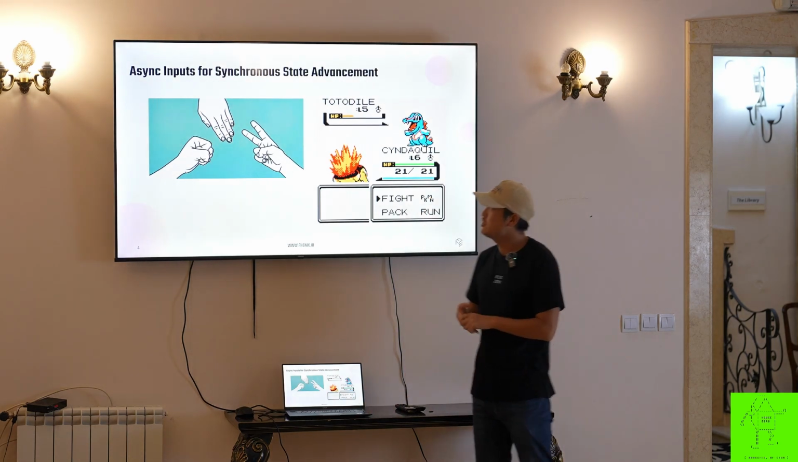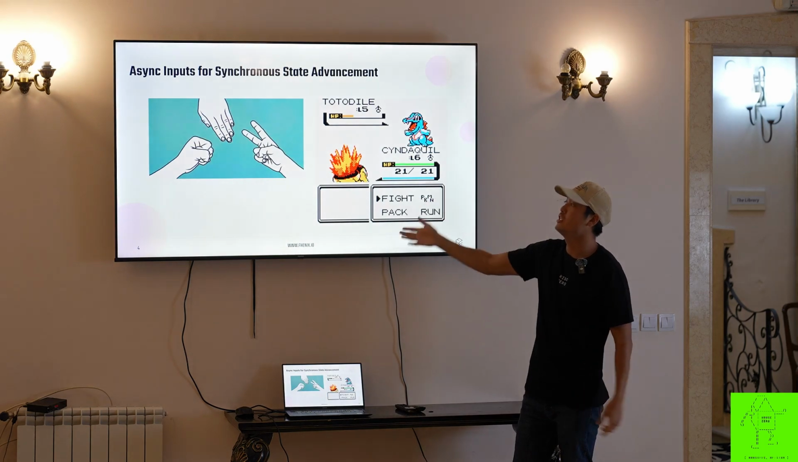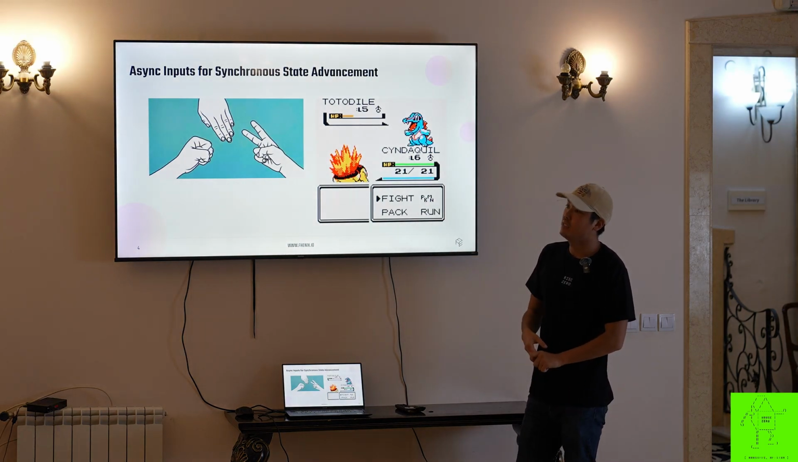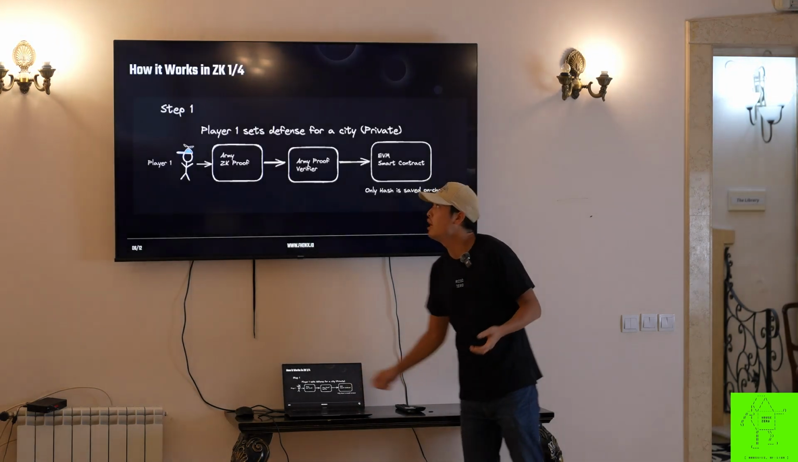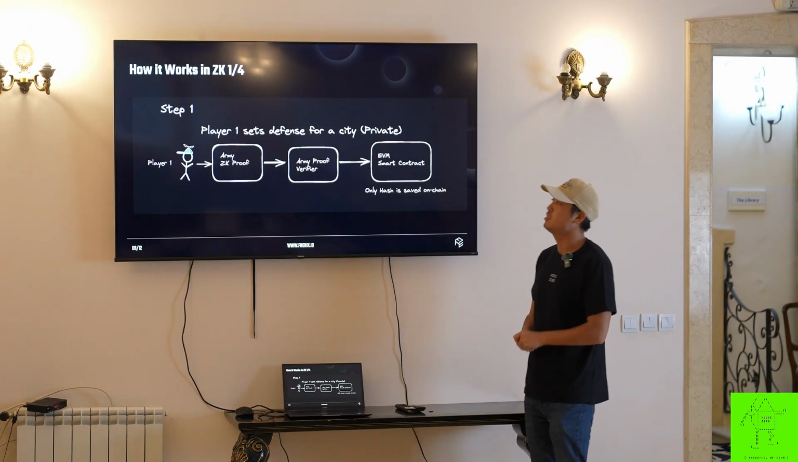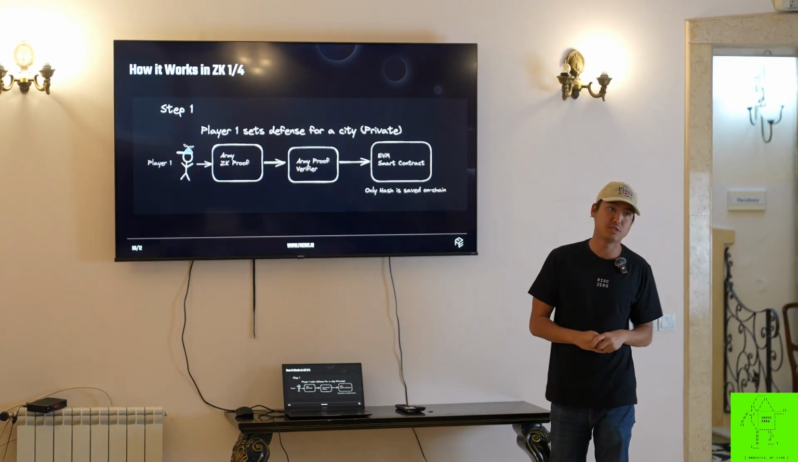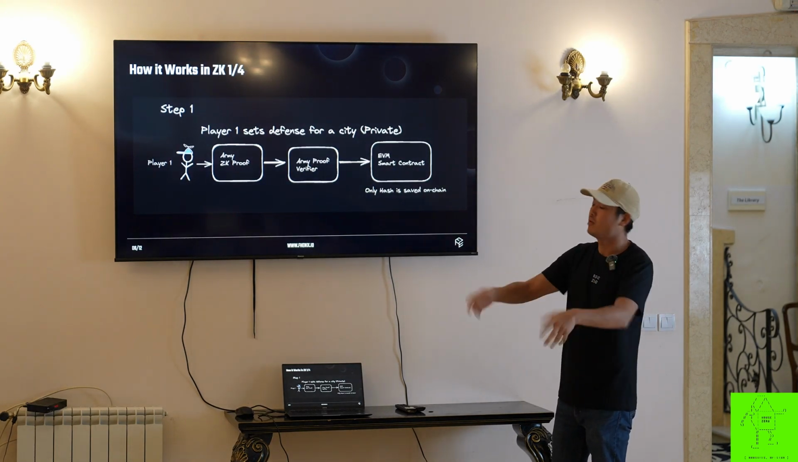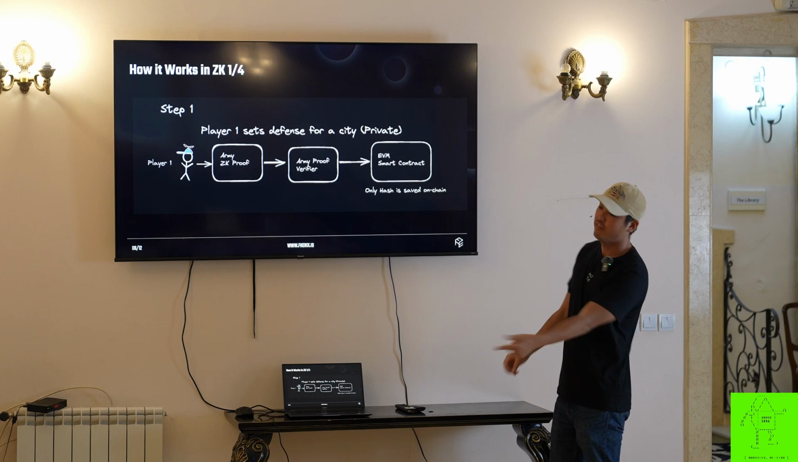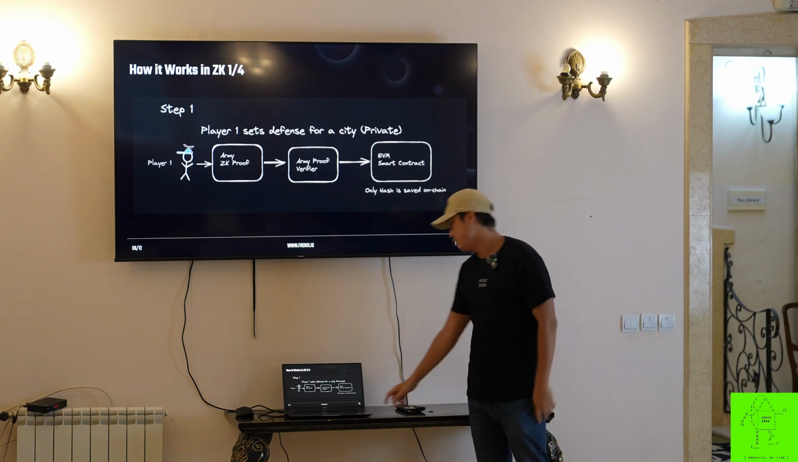So I looked into ways to try to do this on chain, and I first started off with an implementation using ZK. With ZK, like I was saying, you have to commit your move, but then you also have to commit some sort of proof of your move to basically say, yes, this is the move I made, it's private, but I need to submit a proof that I can verify later at a certain point once it's time to advance the state.